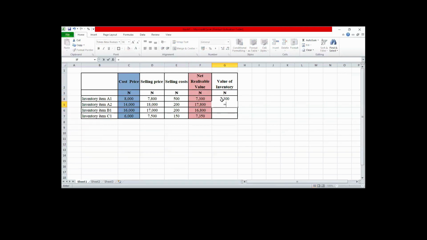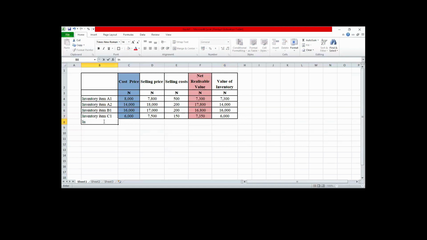The second one, we consider which one again? 14,000. Yes, we pick 14,000. That's the lower one. We also go by item P1. We have 16,000 and we have 6,800. We consider 16,000. Then the last one there, we have 7,350 for net realizable value and we have 6,000 for the cost for item C1. Then we consider the lower one, which is 6,000. Then what will now be the total of the inventory?